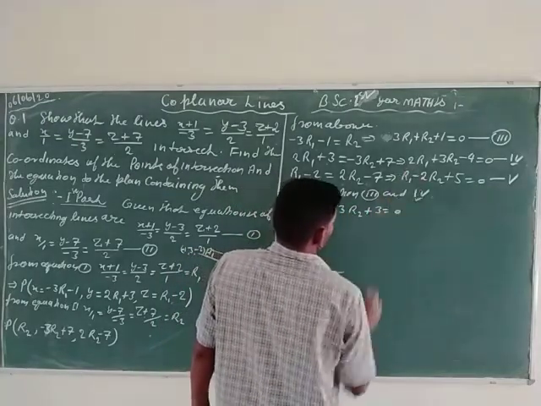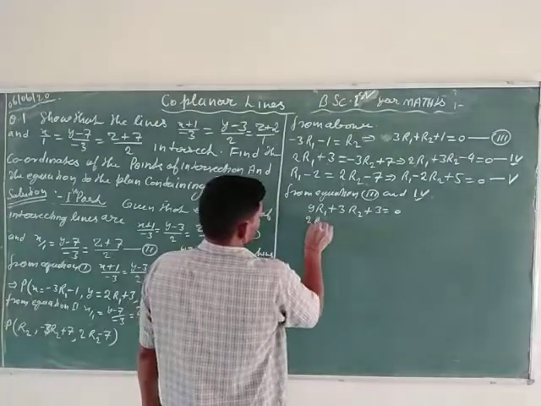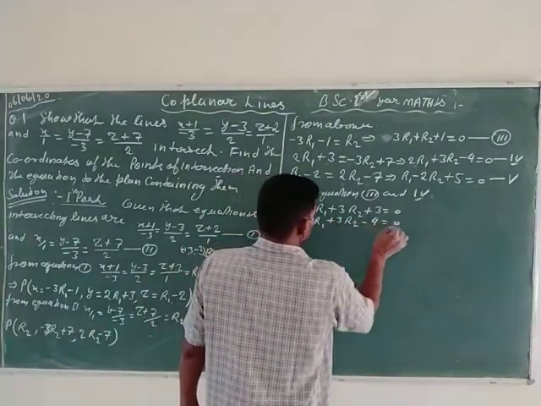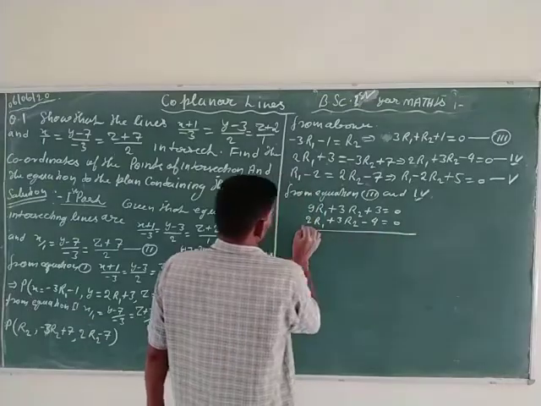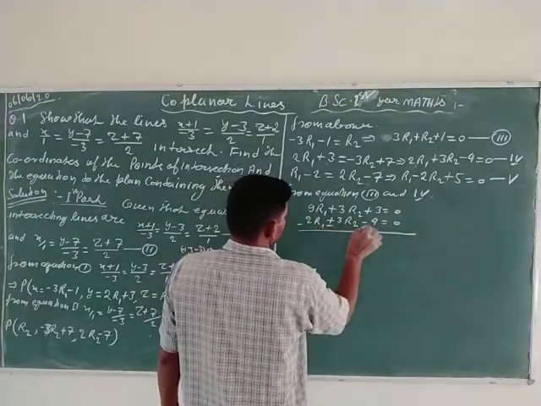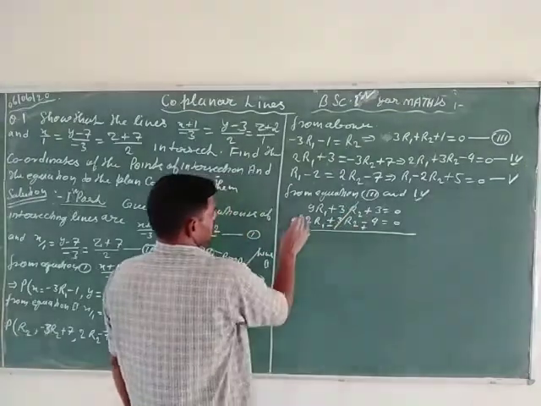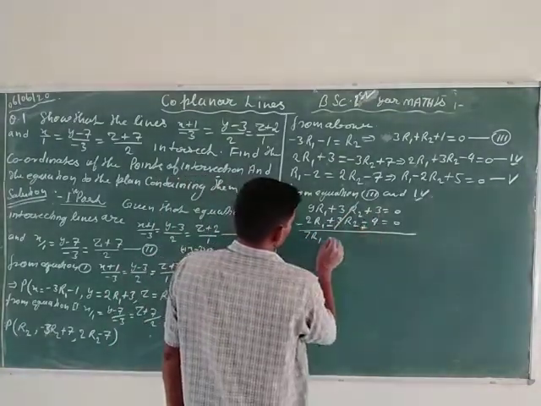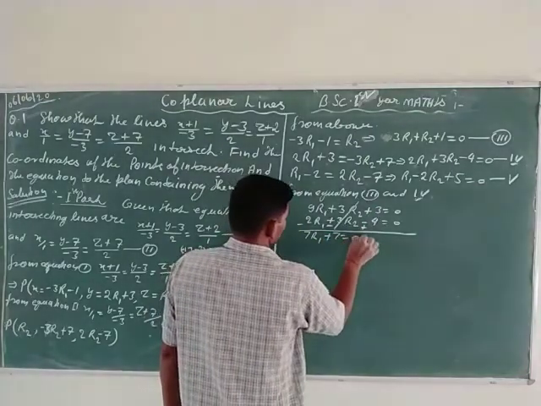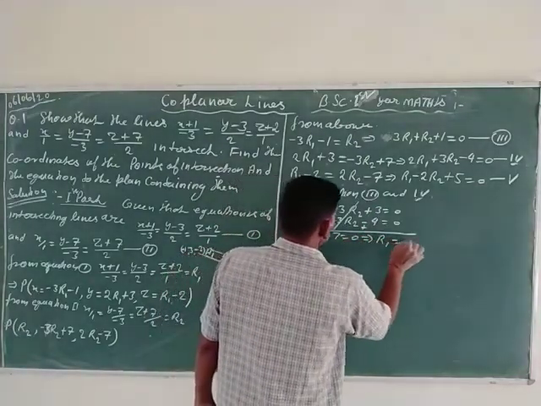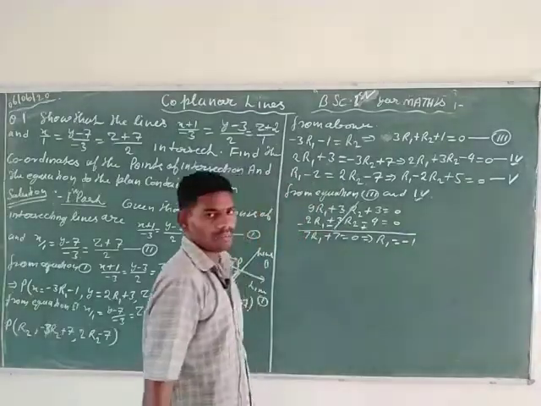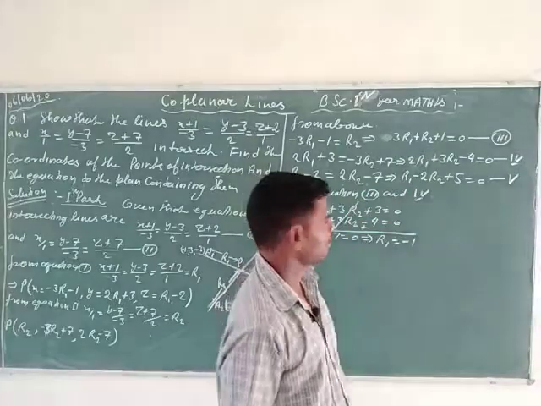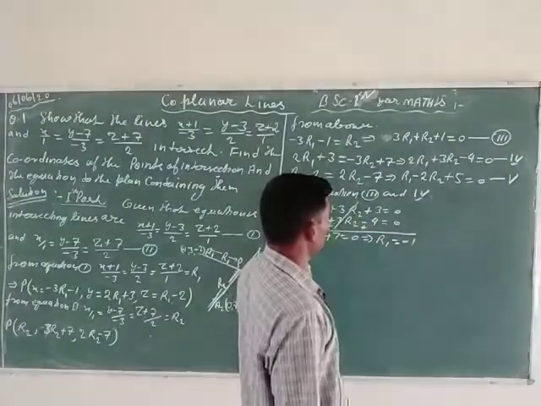Equation 4th: 2R1 plus 3R2 minus 4 is equal to 0. After subtracting this equation, the minus and plus cancel, and we get 7R1 plus 7 is equal to 0. This implies R1 is equal to minus 1. Putting this value of R1 in equation 3rd or equation 4th, you can find the value of R2.